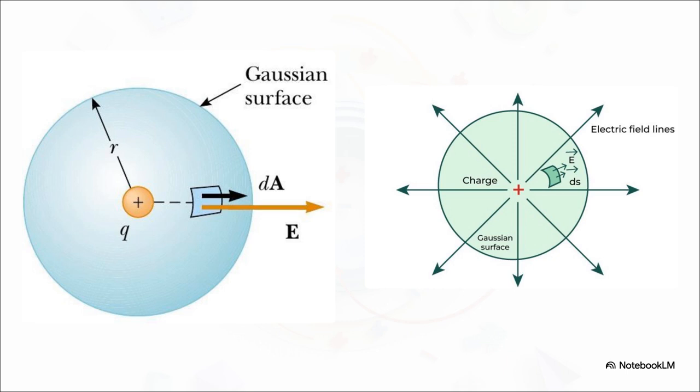Think of it like a perfectly porous, spherical net designed to catch every single line of flow coming from that central charge. And honestly, it doesn't matter at all if you imagine this boundary as a blue sphere or a green sphere, the concept is identical. We are just wrapping the charge in a mathematical bubble to see how much of that field pierces through.